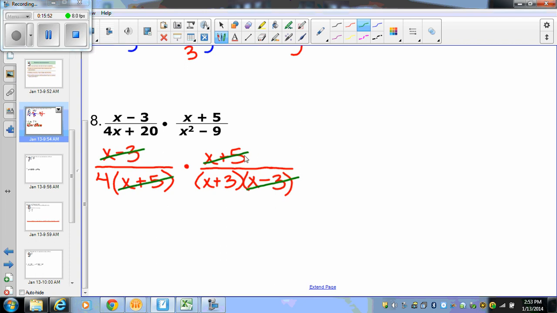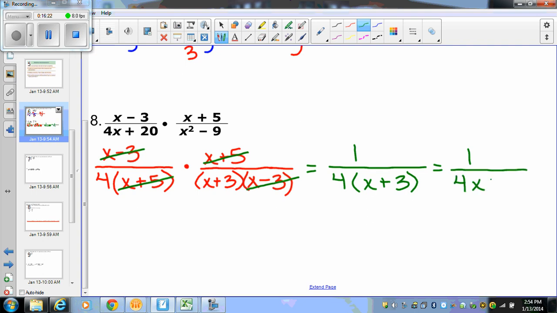And now I'm completely out of anything in the numerator, so I know there's nothing else left to factor. And when everything in the numerator is gone, that doesn't equal 0. It equals 1. And then everything that's left in the denominator is a 4 and an x plus 3. Now, it's okay to leave your answer in factored form like that, but typically we then multiply everything that's left back together, and so that would be 1 over 4x plus 12.